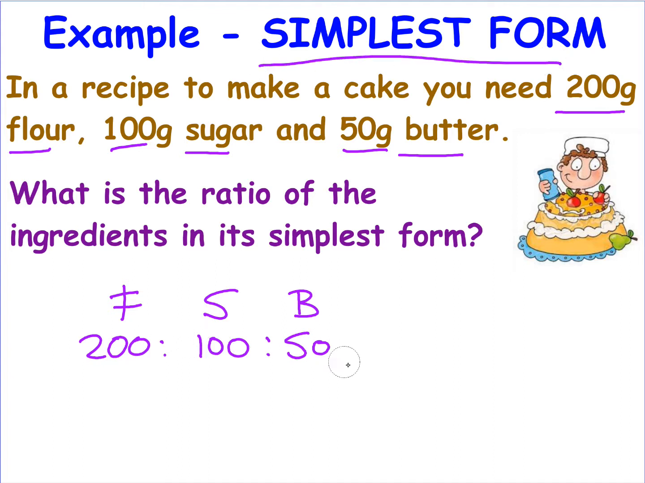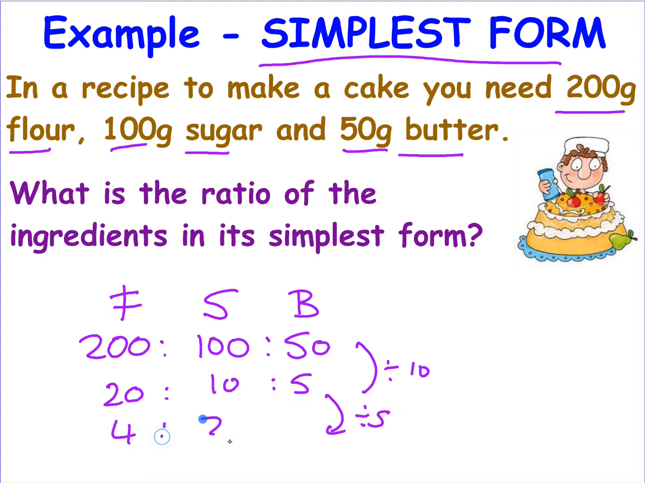So I can see all 3 of these numbers divide by 10. So it becomes 20, 10, and 5. I can also see that the 3 numbers I've got now all divide by 5. So I end up with 4 to 2 to 1. So the ratio of flour to sugar to butter in its simplest form is 4 to 2 to 1.